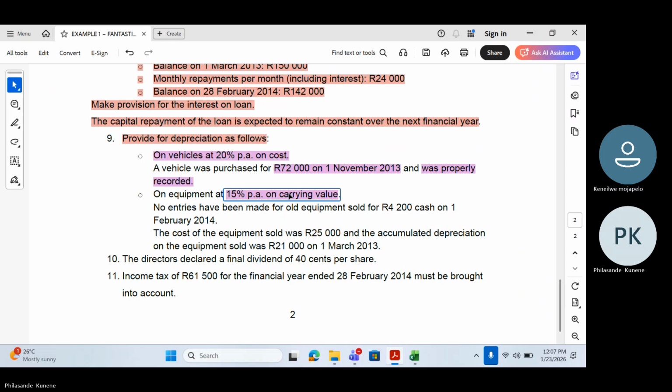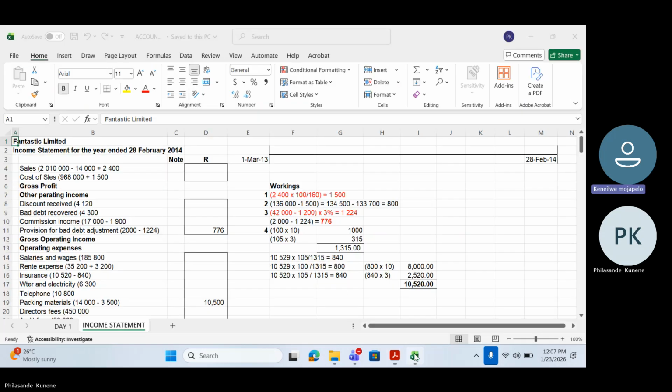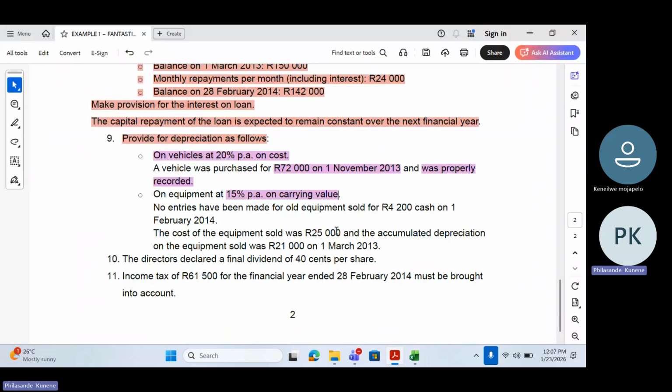On cost? No, not really. On cost, that is a straight line. When they're saying 20% on cost, in other words, they mean straight line method. But when they say on carrying value, what is the other word for that? Diminishing. Very good. Diminishing balance method. That's the second one. They also usually call it a reducing value. Sometimes they can say diminishing balance method, they can say reducing value, they can say on carrying value. So those are the things that you should be aware of.